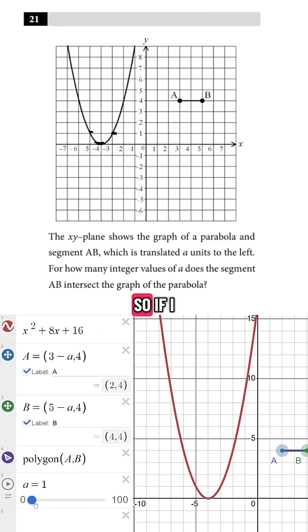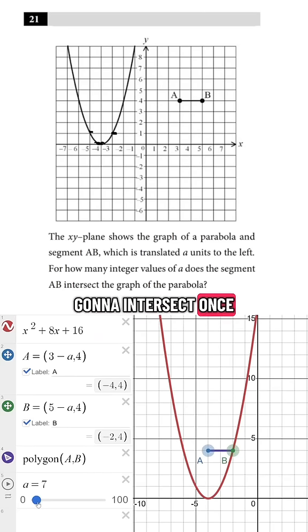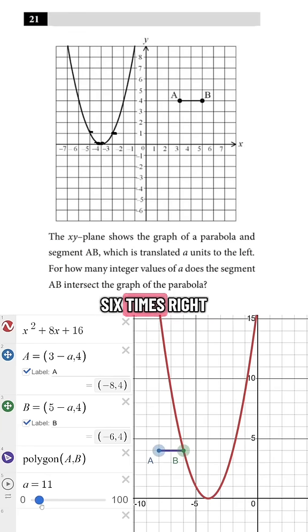And so now all I have to do is move A around and see how many times it intersects, right? So if I look here, it's going to intersect once, twice, 3 times, 4 times, 5 times, 6 times, right? So the answer there would have been 6, right? And so that is how you do that question in Desmos.